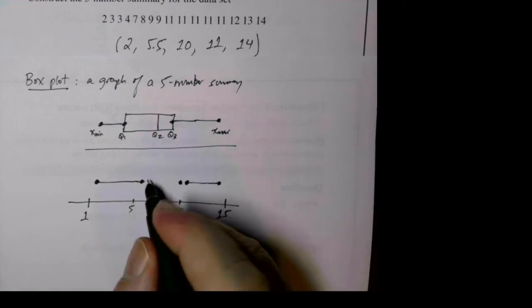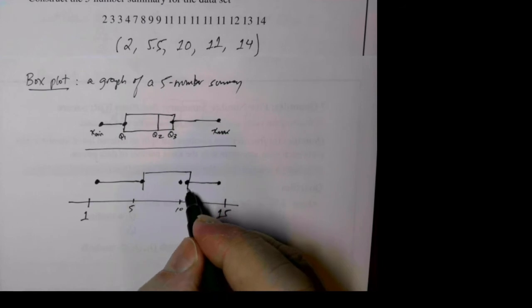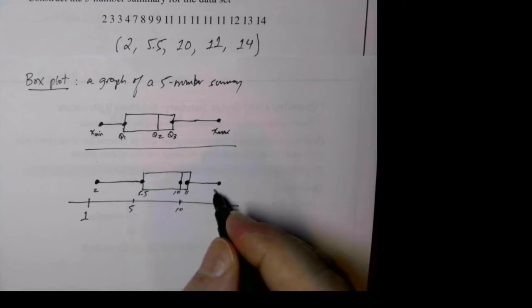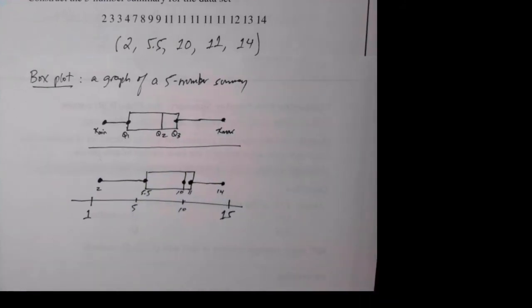All right, the minimum is going to be 2, so that'll be there. And then I'm going to need Q1, which is 5.5, right about there. And then 10, and then 11, and then 14. Those are going to be the points I need for my graph. Here are the whiskers. And then I'm going to draw in the box. Okay. This is Q1, this is 2. I usually want to label these 5.5, 10, 11, 14. That's all there is to drawing a box plot.